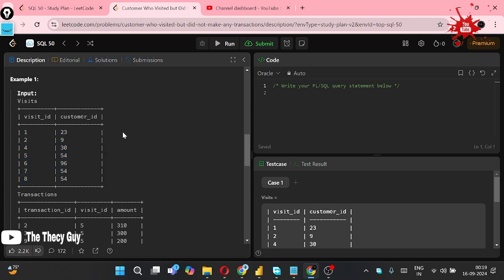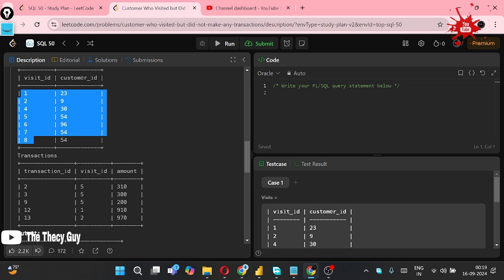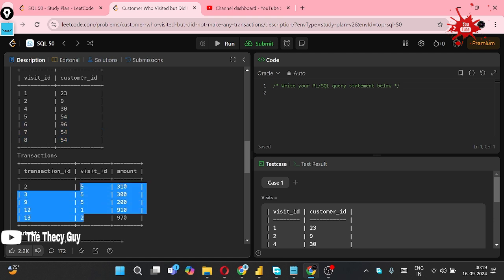Now if you see here, these are visit ids, and visit id is unique, as we can see. Customer id is repeating. Look, 54 is repeating, sorry, three times. Now the visit ids are also here in the transactions table. So all these visits came here and were recorded as transactions. This fifth visit is by 54, so that is why we have 5 here. 54 also visited on 7 and 8, but we can't see any transaction by them, so we just need to find that.